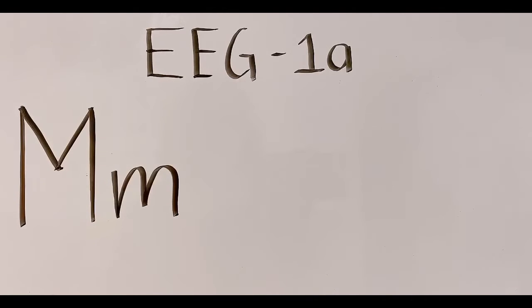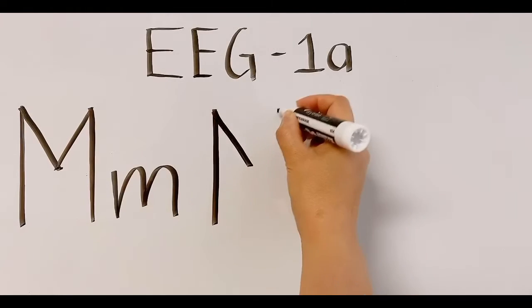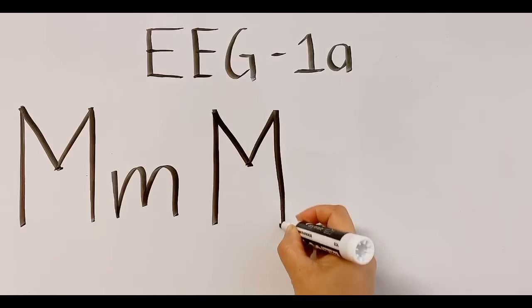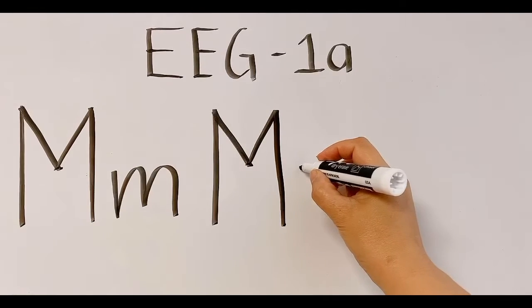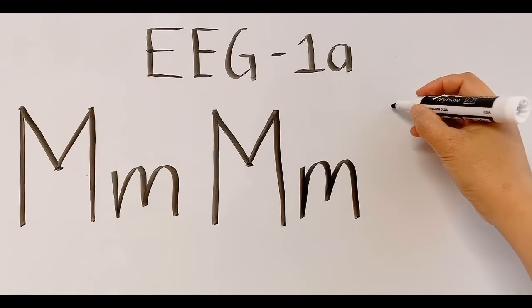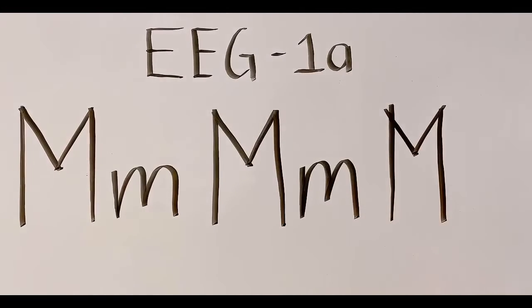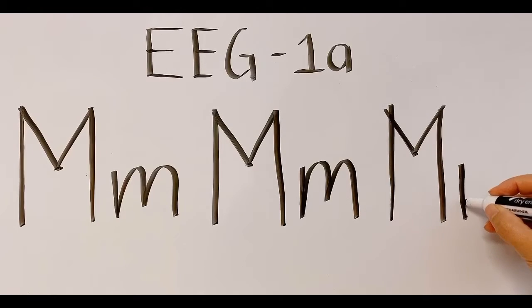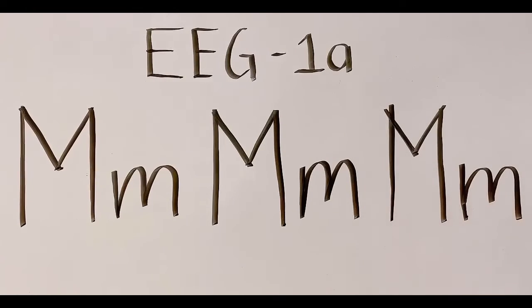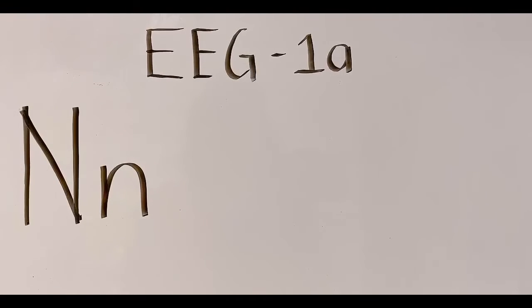Now is the letter M. Capital M, small letter m. That's right. Capital M or the big M and the small letter m. Okay, again. Capital M and the small letter M. Okay, good.